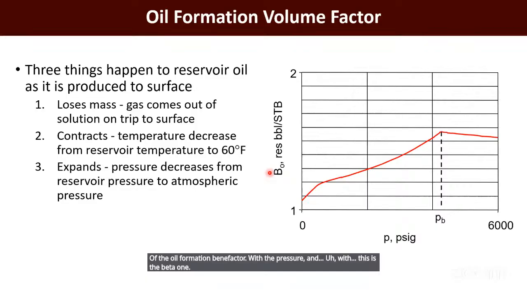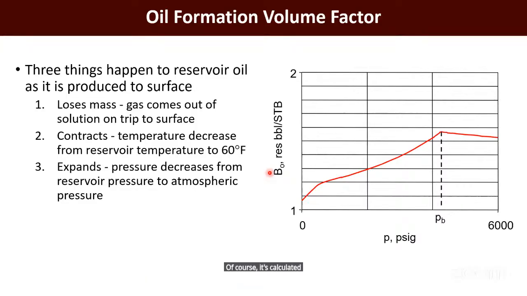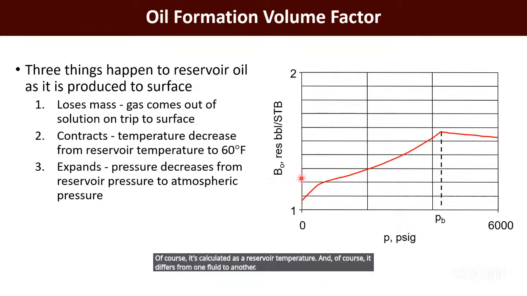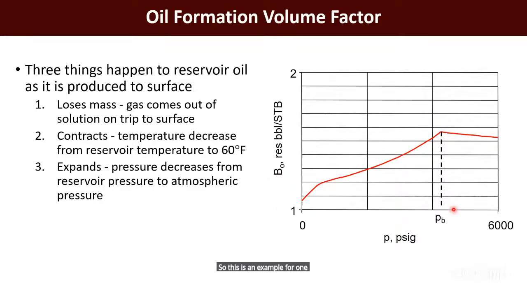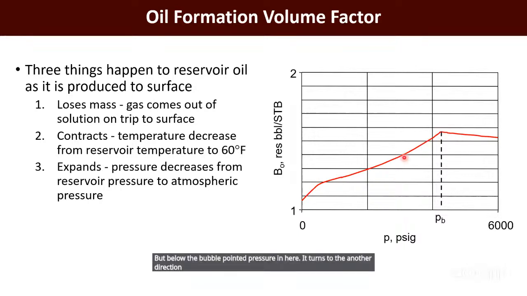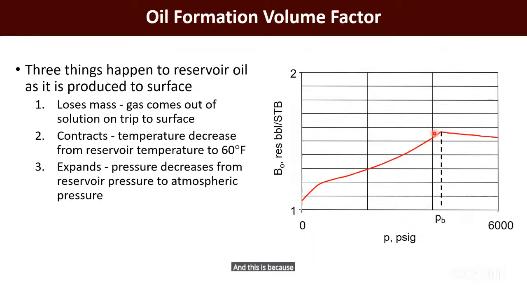Of course, it's calculated at reservoir temperature, and it differs from one fluid to another. So this is an example for one fluid. If you check this slope going up to reach the bubble point and then going down again: above the bubble point, it has this slope, and with the increase of the pressure, the slope tends to go down because of the compressibility of the fluid. But below the bubble point pressure, it turns in the other direction, sloping down. And this is because the gas is coming out of the solution.